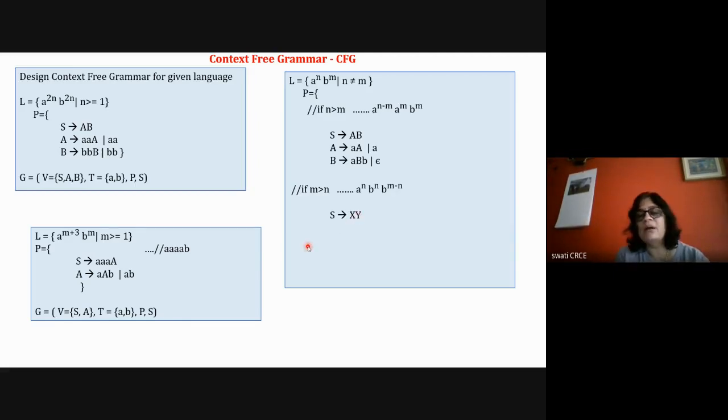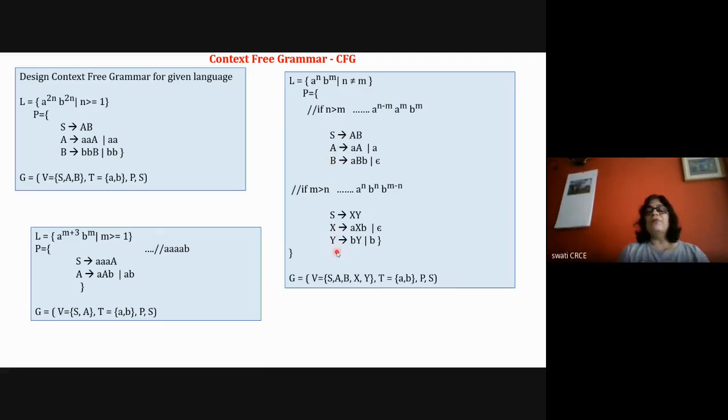But we are doing the problem for the first time, so I'm taking new variables, X and Y. This is X. X is going to generate a raised to n, b raised to n, so it is small a X b or epsilon. And then Y is going to generate b's, so Y will be bY b or b. So your answer contains all these 6 rules: S, A, B, X, Y and XY.